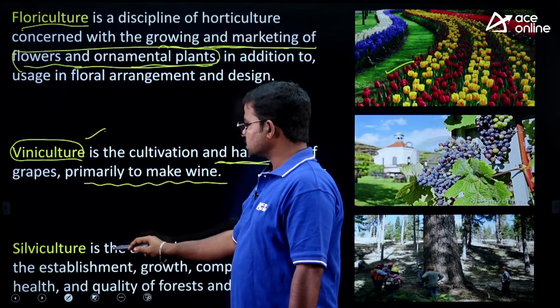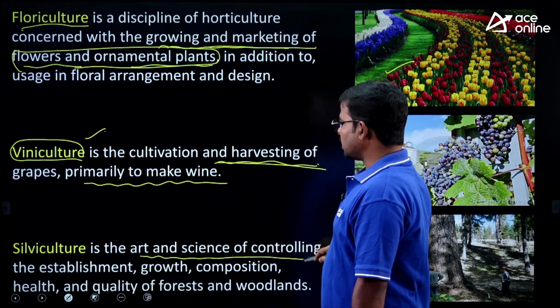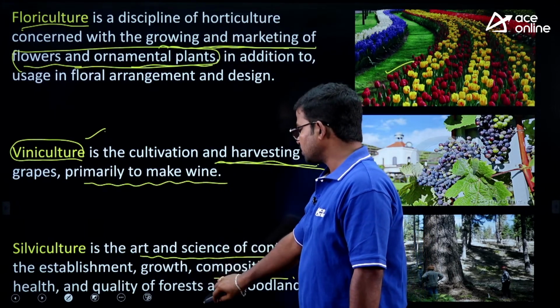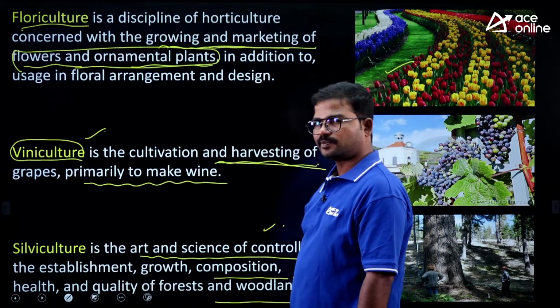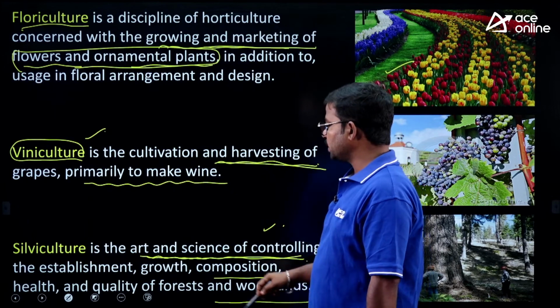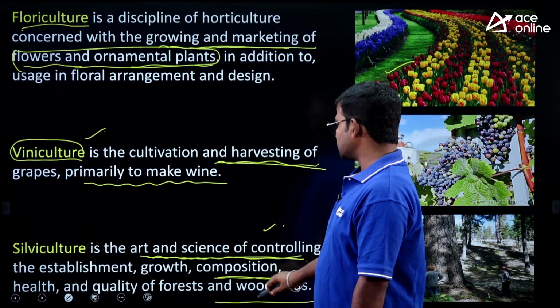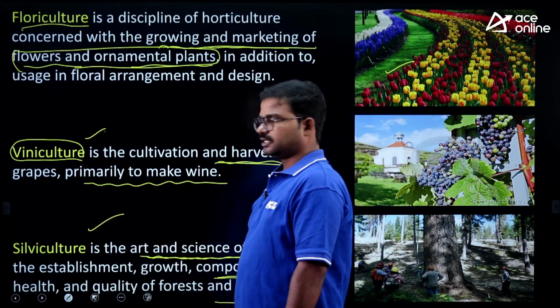Next, silviculture. Silviculture is the art and science of controlling the establishment, growth and composition of the health and quality of forest and woodland. So this is nothing but silviculture. Simply consider it as the art and science of controlling the establishment, growth and composition of forest and woodland.